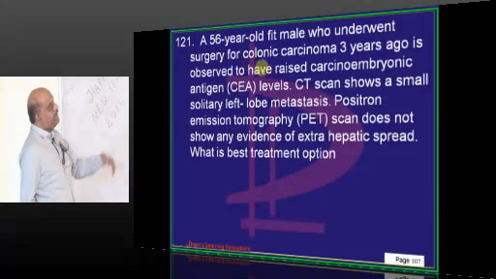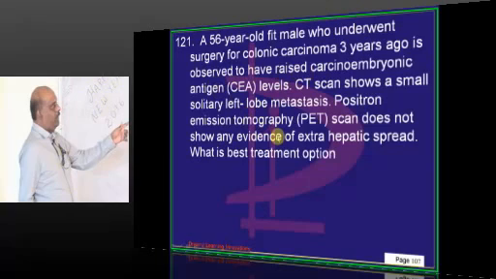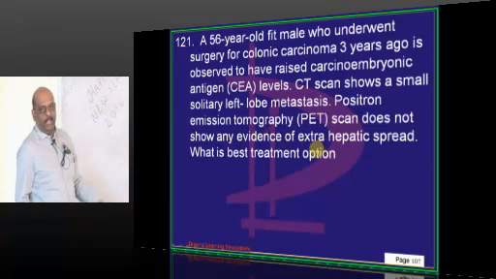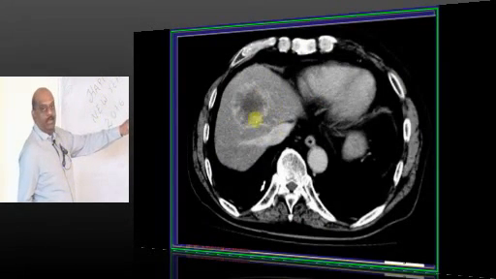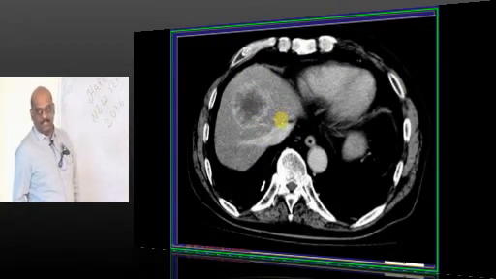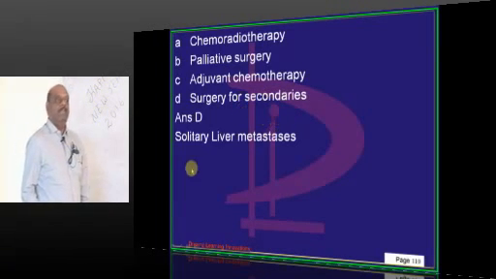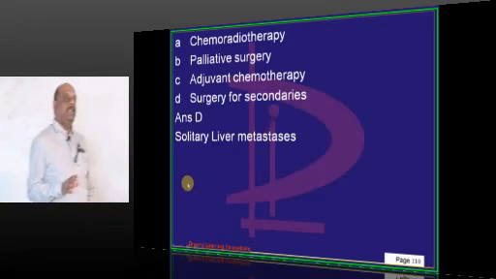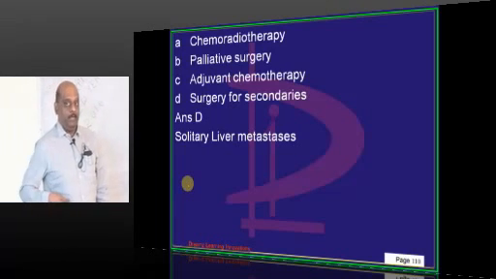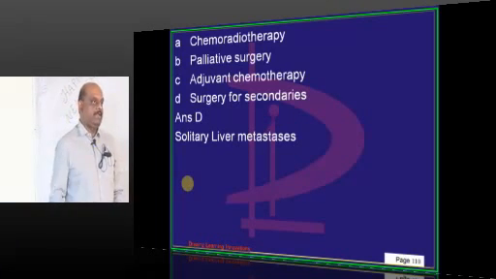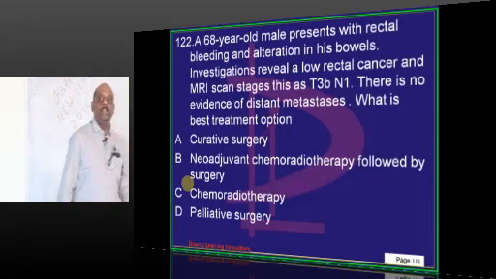Then a 56-year-old fit individual underwent surgery for colonic cancer 3 years ago, and PET is not showing any kind of mets. Then there is a solitary lateral lobe metastasis in the liver. So what do you want to do? Whenever there is a solitary liver met and not a diffuse metastatic disease of colon cancer, you can still operate and remove the met. Single met resection is the protocol, to be remembered.